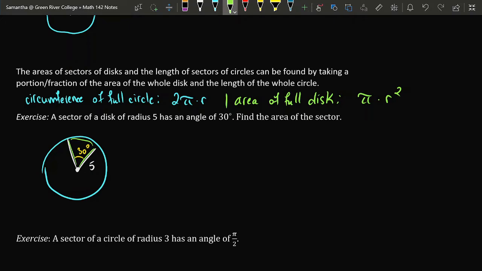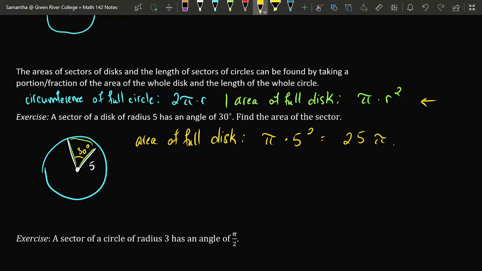So what I'm going to do is this. I'm going to say, what would the area be of this entire disk? The area of the entire disk is given by this formula in green on the right. The area of the entire disk would be equal to pi times 5 squared, or 25 multiplied by pi.